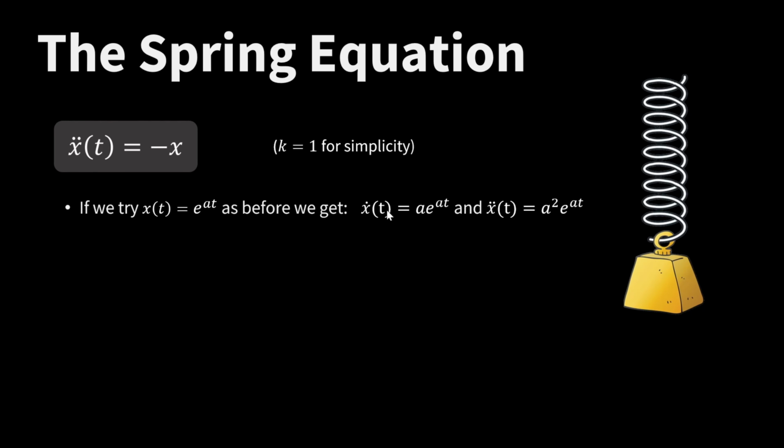The first derivative of e to the power of at is a times e to the power of at. The second derivative is a squared times e to the power of at. Now the equation says that a squared times e to the power of at equals minus e to the power of at. Now let's divide this equation by e to the power of at. Now we have a squared equals minus 1.